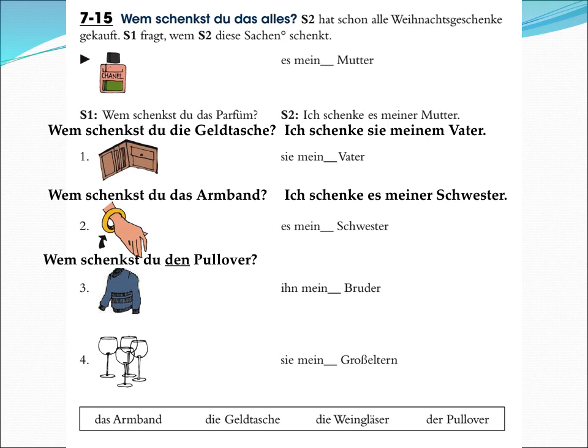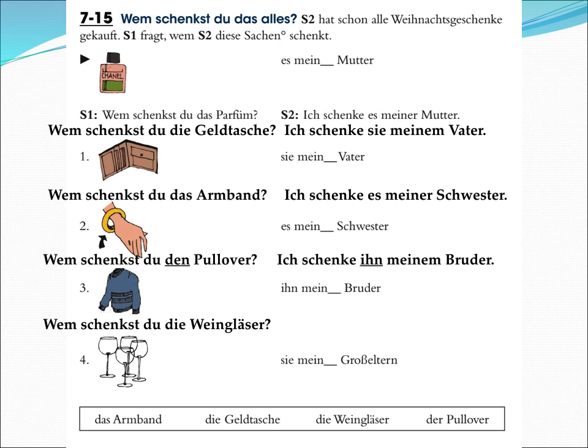Wem schenkst du den Pullover? Ich schenke ihn meinem Bruder. The reason I have den and ihn underlined is, if you remember, in the accusative, in the direct object, it was just the masculine where you had to worry about changes, and hence, since that pullover is the object of the sentence, it's den Pullover, which means also when we refer back to it, we have to refer back to it as ihn as opposed to er.